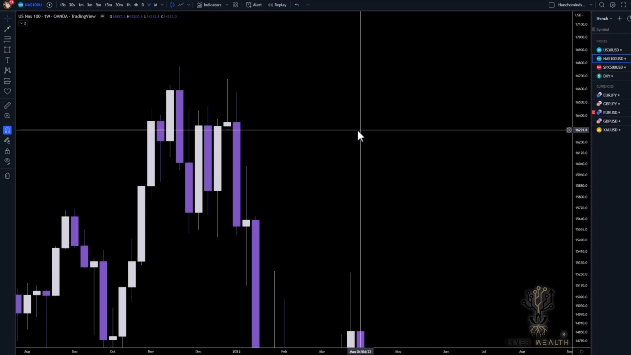I want you guys to understand, when you walk out of here, why we look at order blocks. I want you to understand that understanding order blocks will help you with entries and exits. So first, what is an order block?